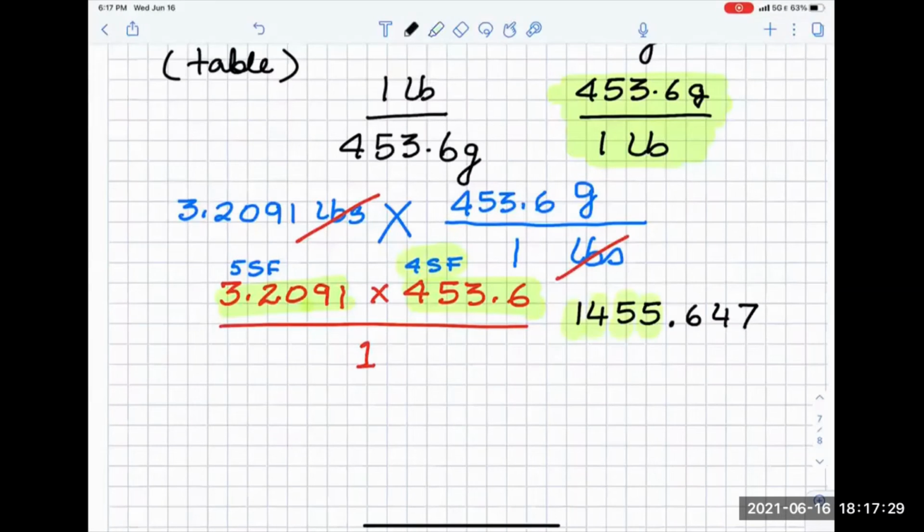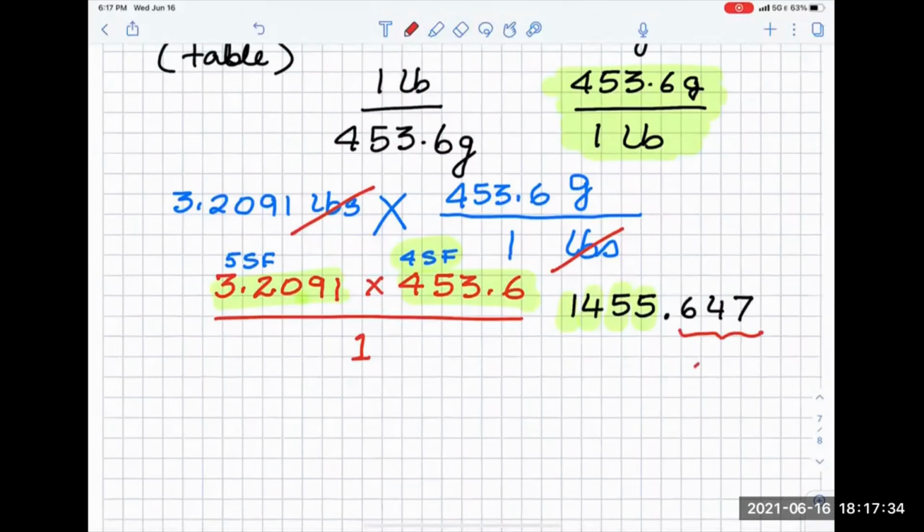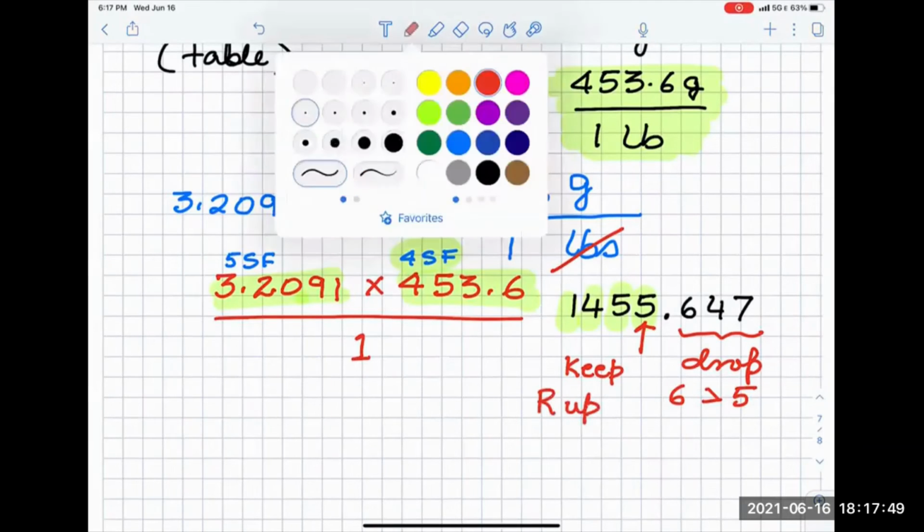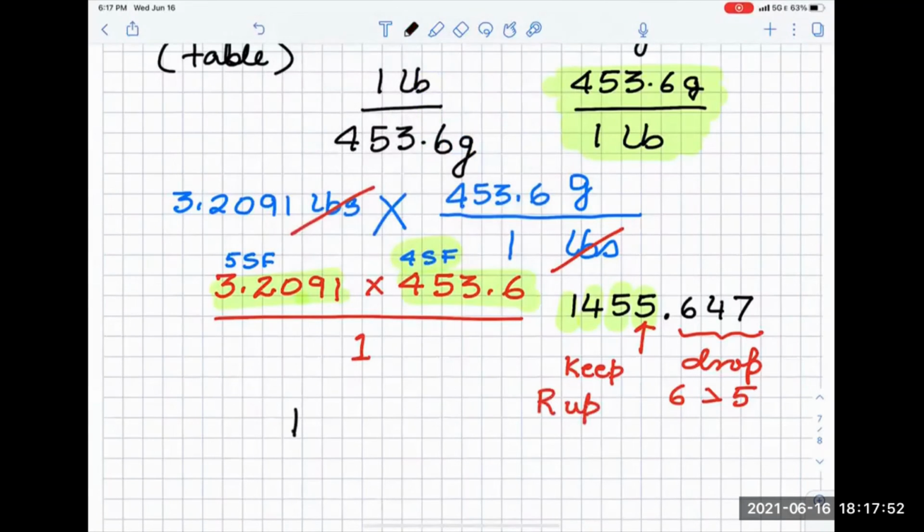Now, because we only need 4, these guys we need to drop off, and we see that 6 is more than 5. So what happens to this 5? This we are keeping, but this one gets rounded up. So your answer now is what? 1456. 1456. And don't forget the units. That's why you did all this, to convert, right? Okay, so that's how you do this.